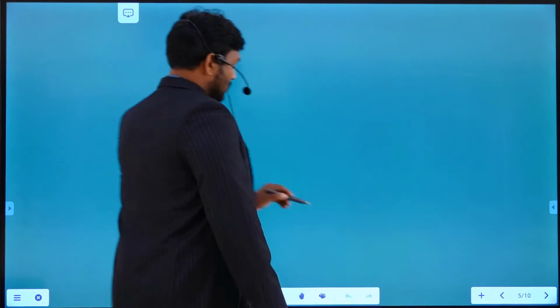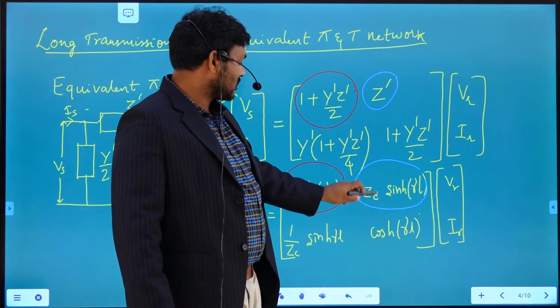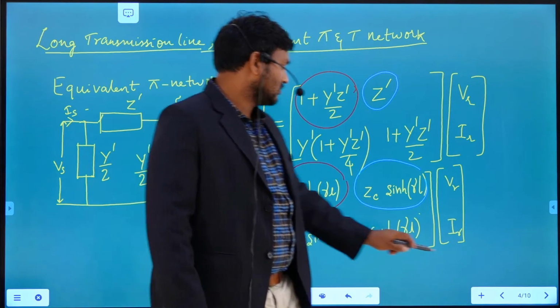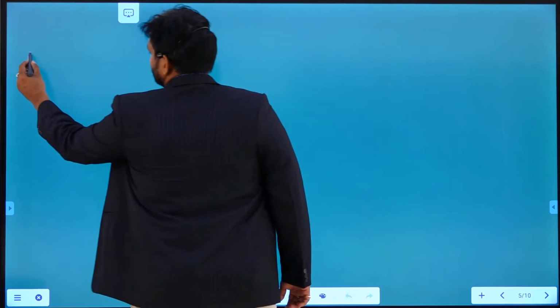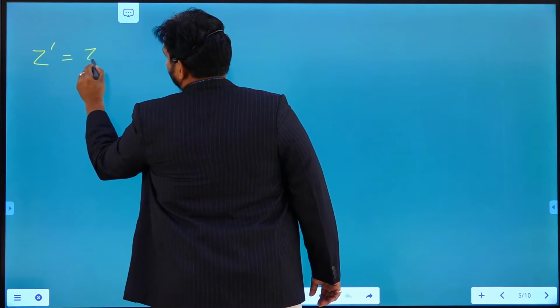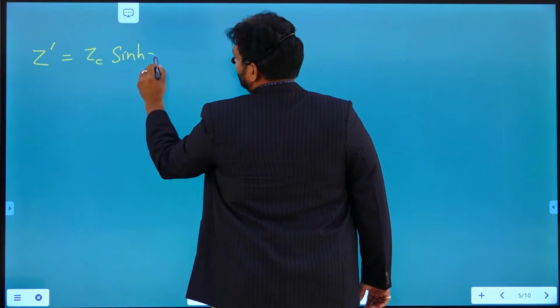So from this equation, it is clear Z dash is equal to Zc into sinh of gamma L. So what is Z dash? Z dash is equal to Zc into sinh of gamma L.